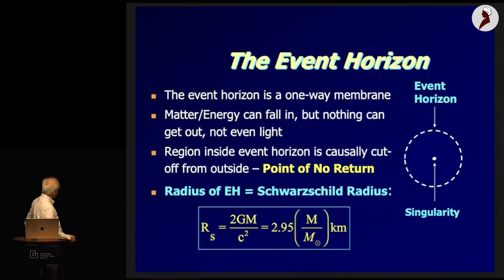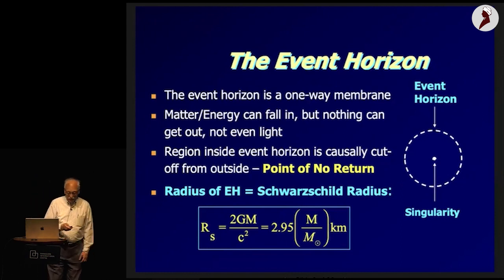So the event horizon is a point of no return, not even light gets out. And of course, we can calculate what is the radius of the horizon. There's a little formula which comes from theory, which turns out to be around 3 kilometers if I had a black hole with a mass M equal to this symbol, the solar mass of the sun. So if I take the whole sun and make it into a black hole, it will have a radius of 3 kilometers. Okay, so this is our black hole.